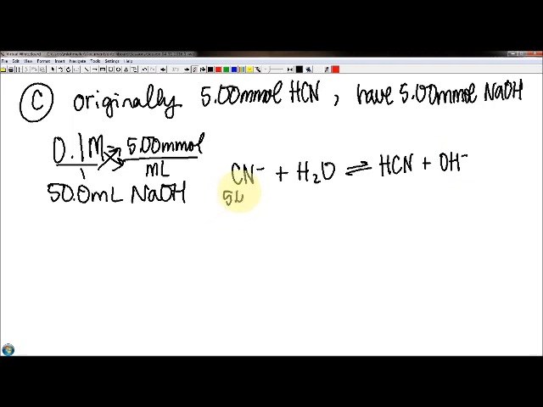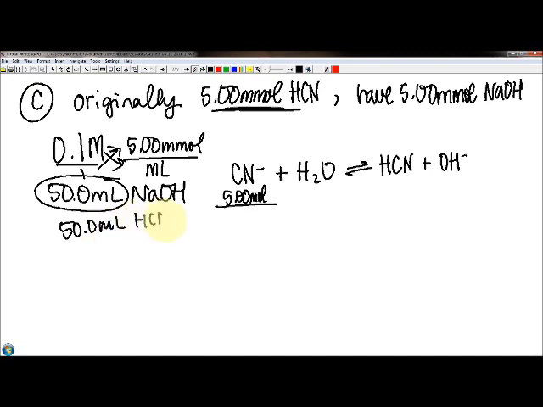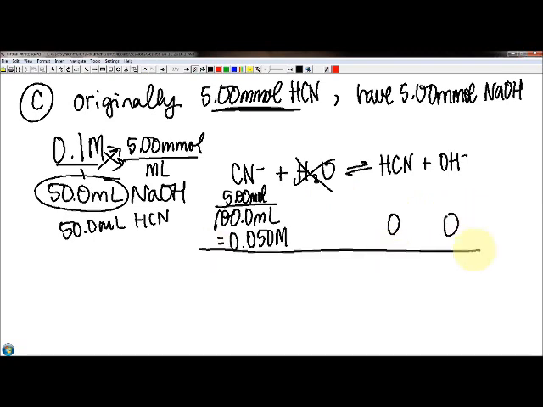Well, if we have our 5 millimoles originally added of the acid divided by the total volume. So we had 50 milliliters of our NaOH added, and we originally added 50 milliliters of the HCN. So our total volume now is going to be 100 milliliters. So that is equal to 0.05 molar. Water doesn't matter. We have zeros for the other two. Now, at equilibrium, we have 0.05 minus x and x and x.